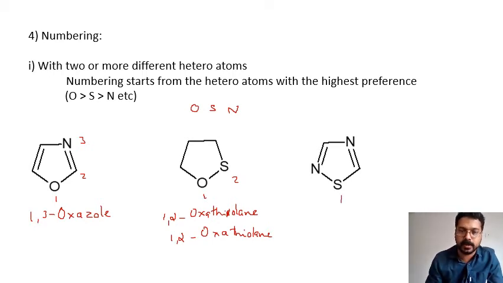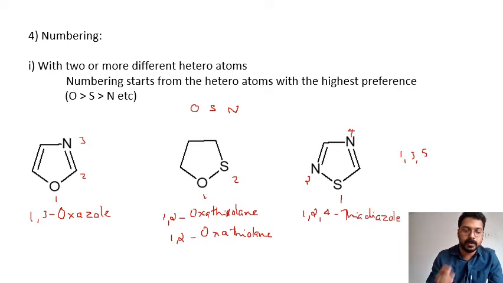It is 1, because if you go in this way, it will be 1, 3, 5. So instead of 1, 3, 5, you can go like this one to get the lowest set. It is 1, 2, 3, 4. So it is 1, 2, 4. So the lowest set is 1,2,4-thiadiazole. 1,2,4-thiadiazole.